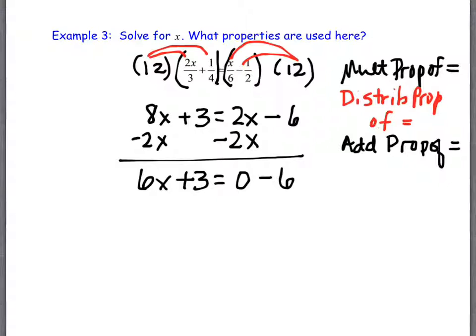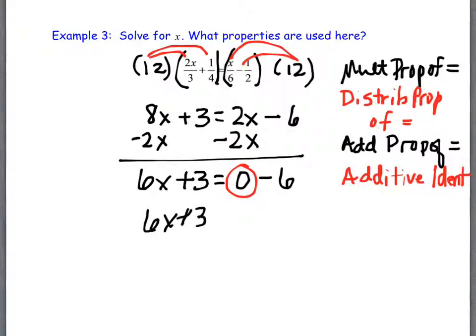Well, there was a property there. Why did we choose negative 2x? Well, we did it because that was the additive identity, right? The additive inverse of 2x is negative 2x. That's why we chose it. Not only that, but we liked it because what happens when I do 0 minus 6? Yeah, I get negative 6. Why?